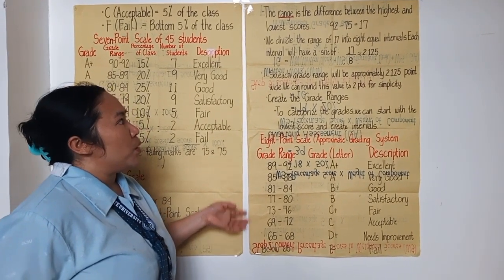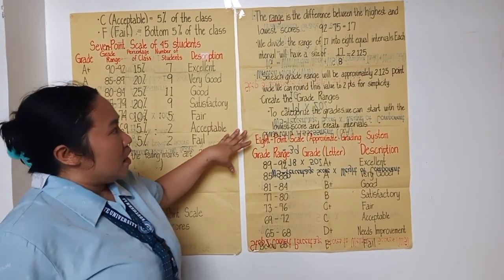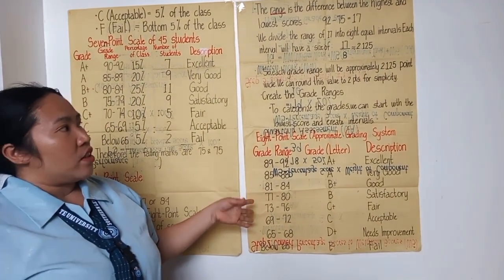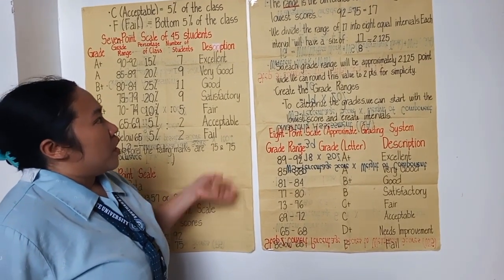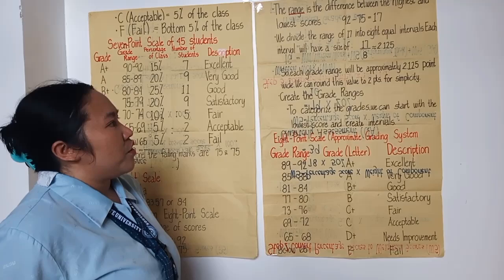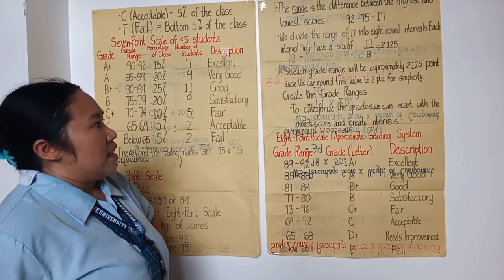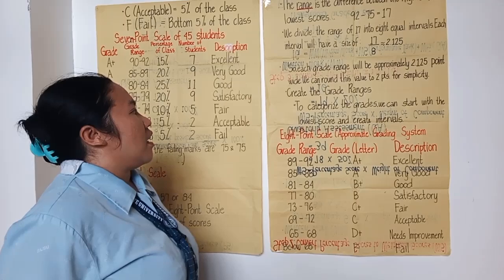Each interval will have a size of 17 divided by 8, which is equal to 2.125. So we have to round down. So each grade range will be approximately 2.125 points wide. We can now round this value to 2 points for simplicity.